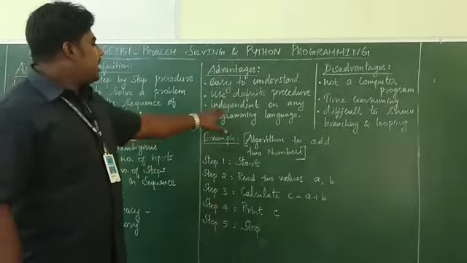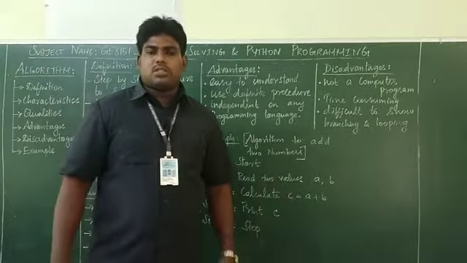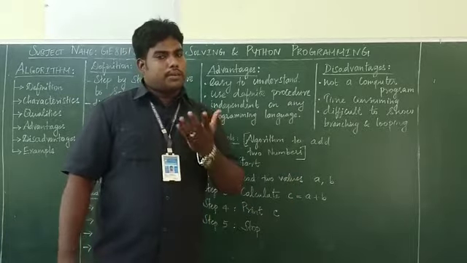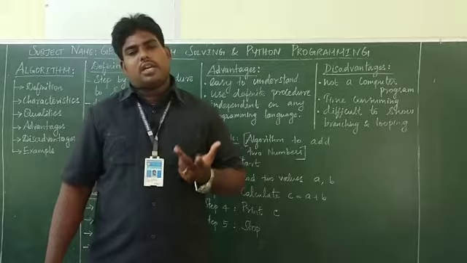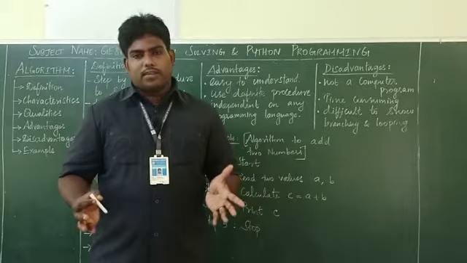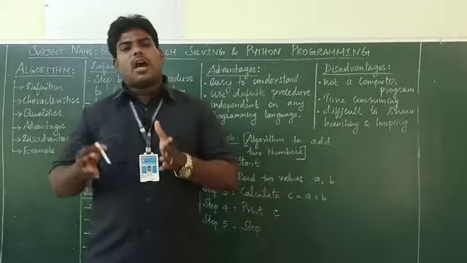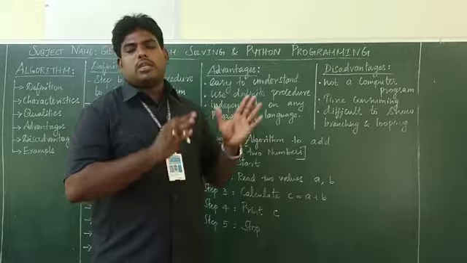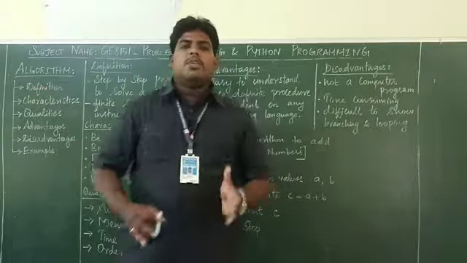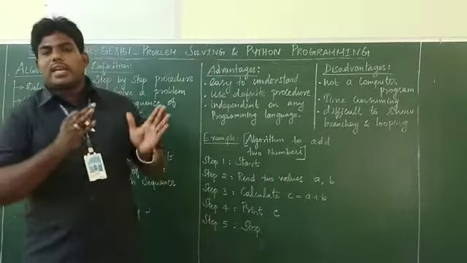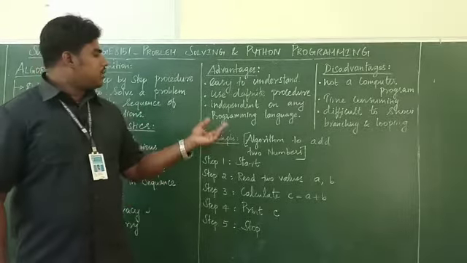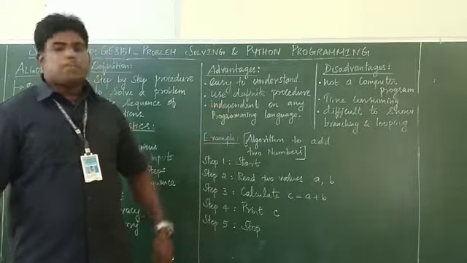The third one is independent of any programming language. What does it mean? There are many programming languages. For example, C is there, C++, Java, .NET. Here we are going to study Python. These all are programming languages. So your algorithm does not depend upon any one programming language. It is independent of all programming languages. That means you can write the algorithm for all the programming languages, not only Python. That is what independent of any programming language means.